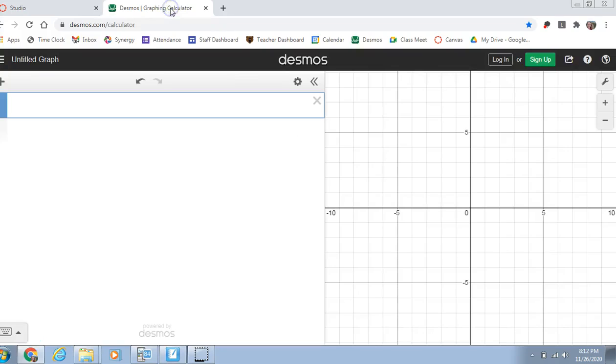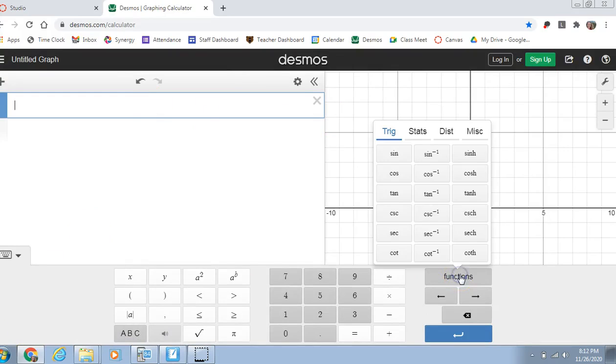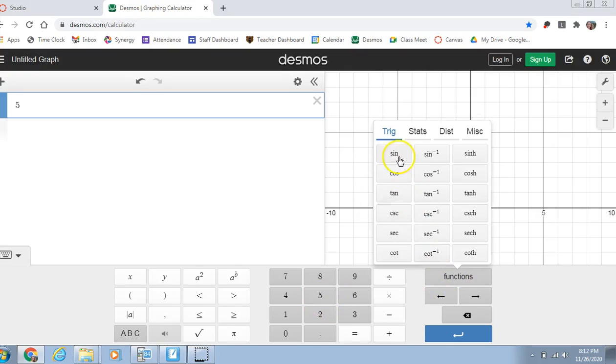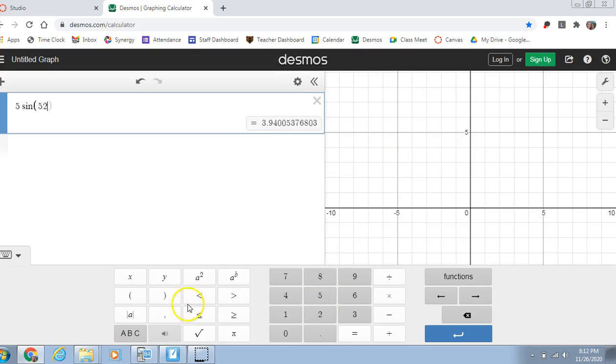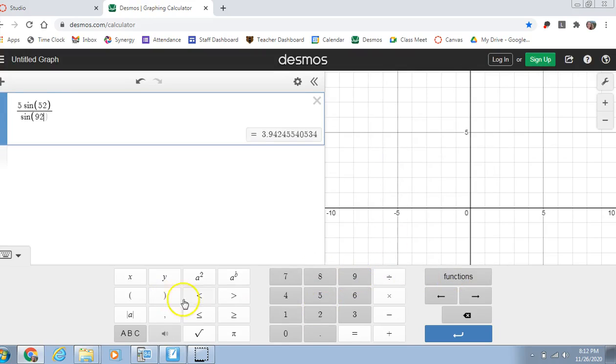When we go over to Desmos, we want to use our keyboard, and we want to come down here to the functions. This is where we get our sine, cosine, and tangent functions. So plugging in what we had when we were finding B, we had 5 times the functions, sine of 52, close your parentheses, divided by the sine, functions, and click on sine of 92, and we get that same value, which is about 3.9.